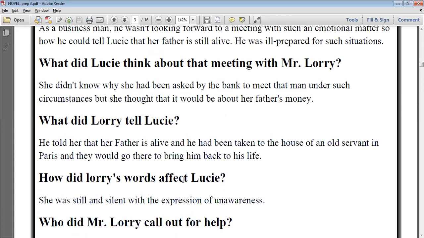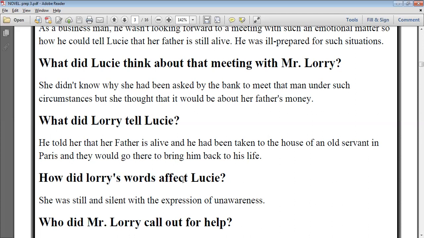What did Lorry tell Lucie? He told her that her father is alive and had been taken to the house of an old servant in Paris, and they would go there to bring him back to life.